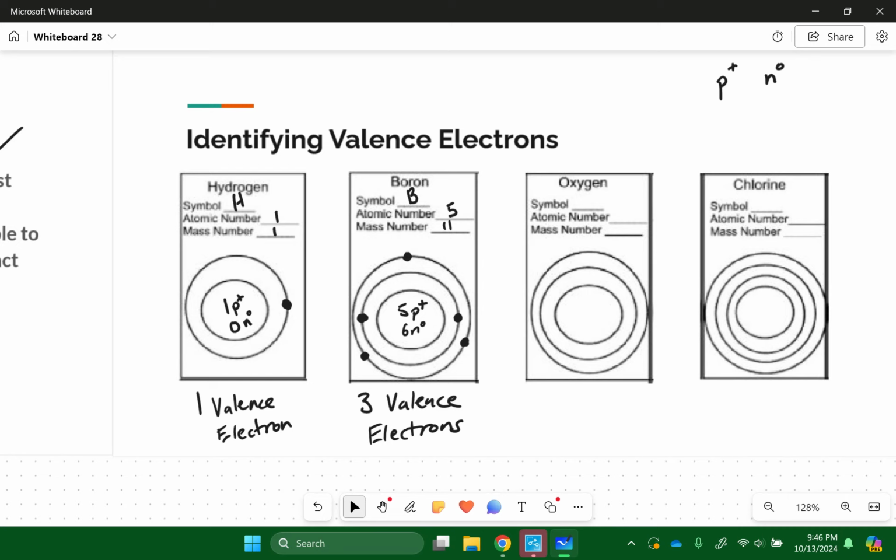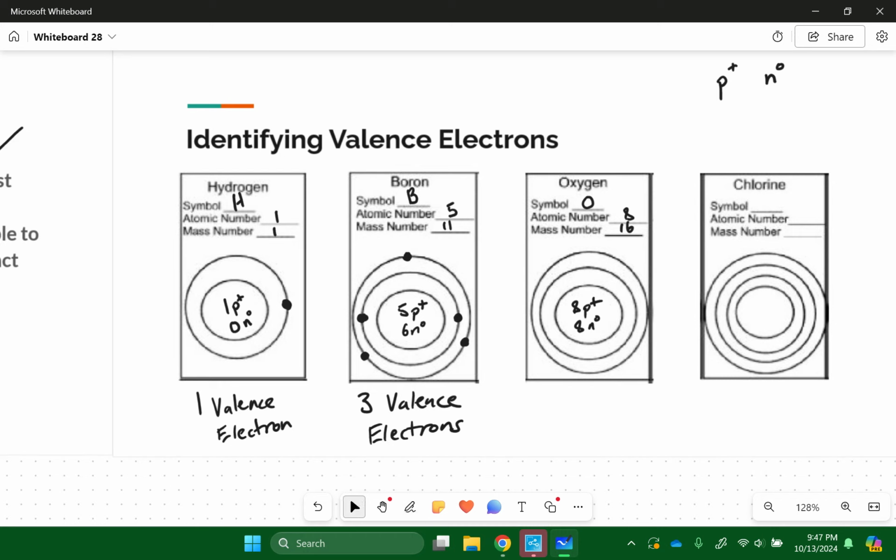Next one, oxygen. Oxygen is symbol O. Its atomic number is 8, and its mass number is 16. So atomic number 8, that means there's 8 protons. 16 minus 8, that's 8 neutrons. And my electrons have to match my number of protons.